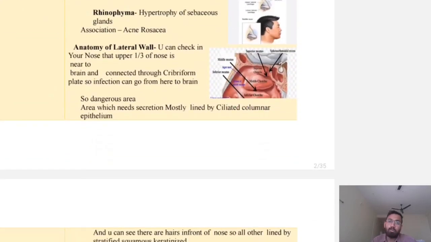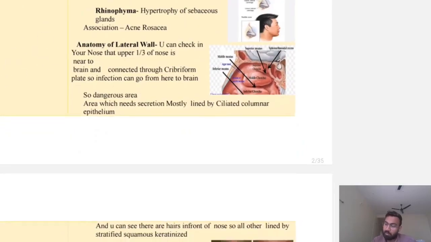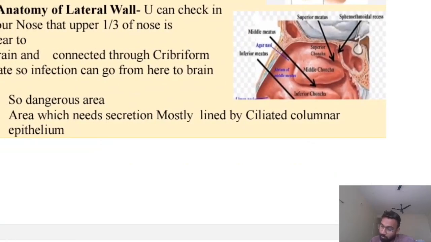So let's talk about the turbinates in nose. To understand the turbinate in nose, we have to understand the anatomy. You can see this is the lateral wall of nose. This is inferior concha, this is middle concha, this is superior concha. And near to the concha is the anterior wall.